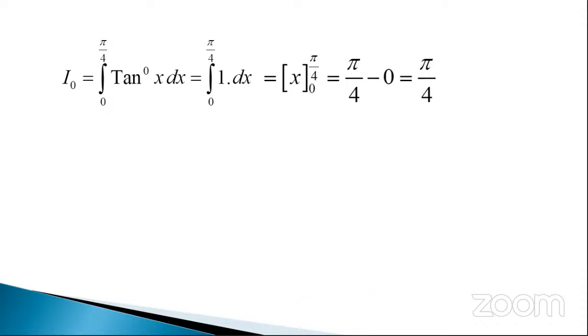1 into dx means x. With respect to x means x. The limits give pi by 4 minus 0, that equals pi by 4. Whereas for tan x, I1 means the integral of tan x dx.